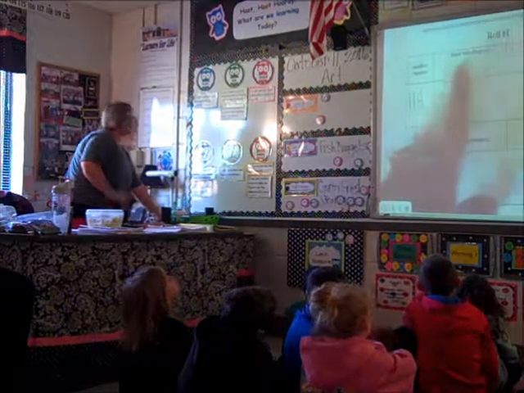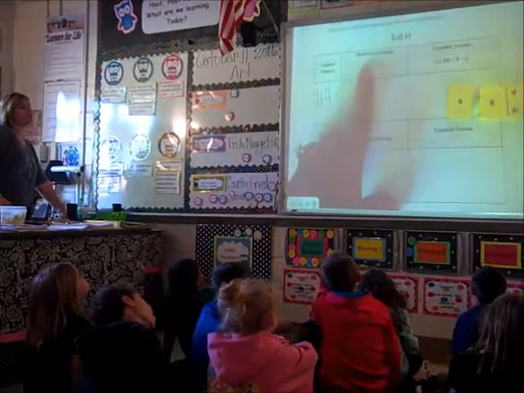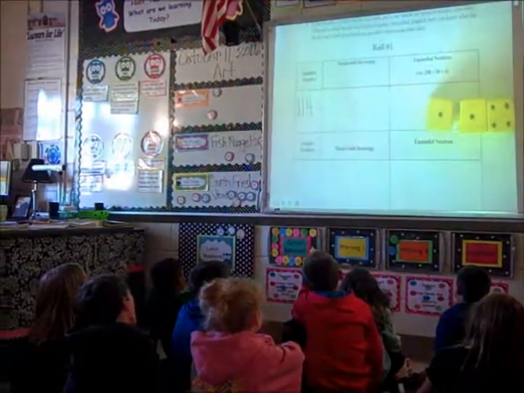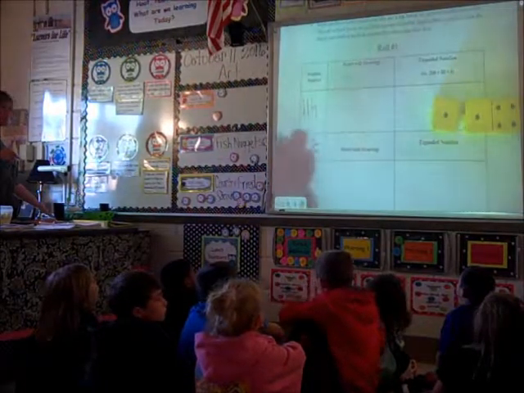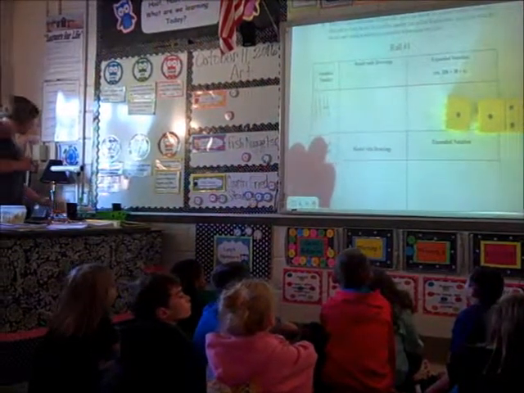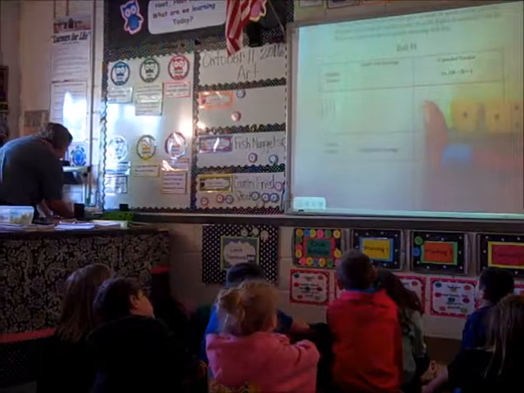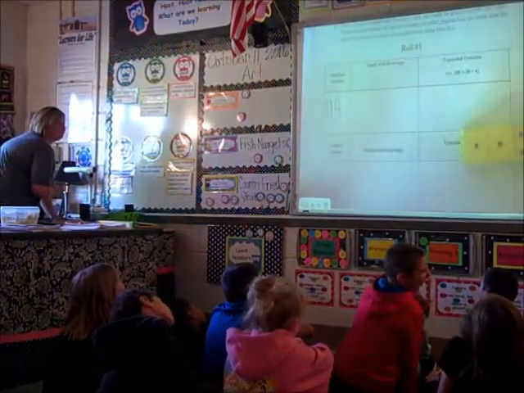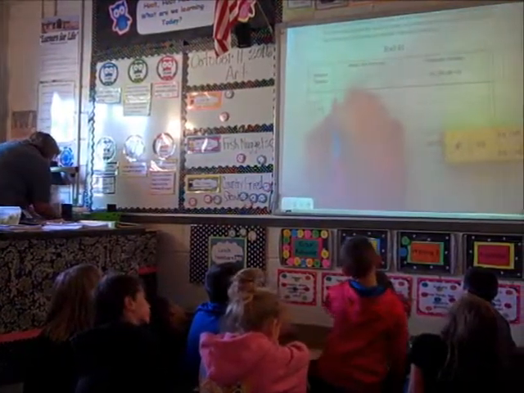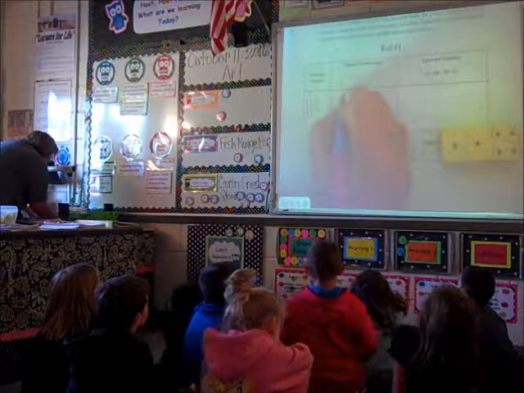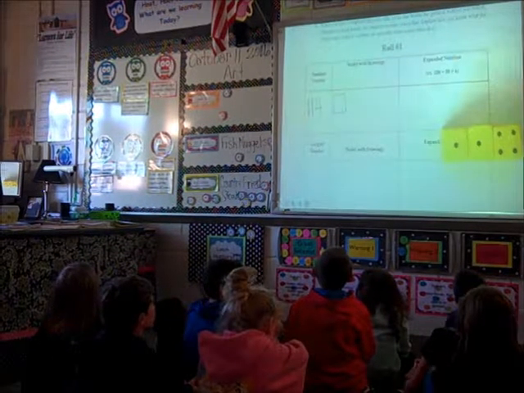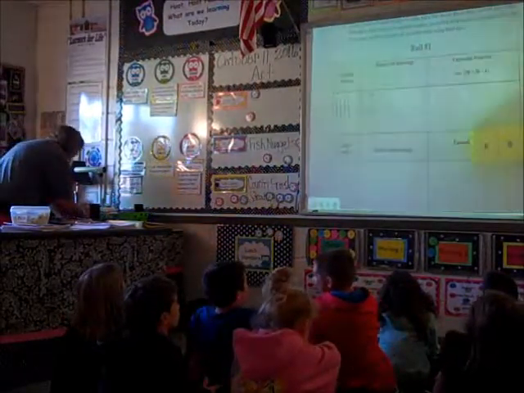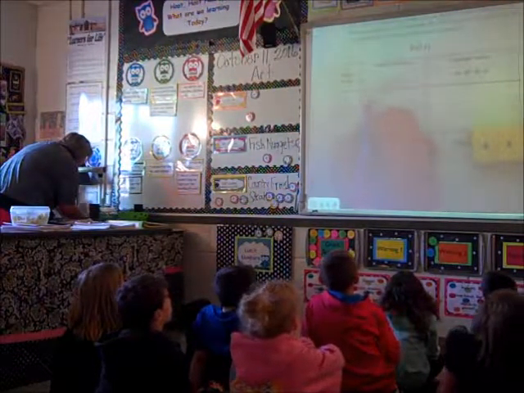Okay. Right here it says to model with drawings. We are going to model the number that we created, which is 114. So how many hundreds do I need to draw? 1. Now how many tens does it take to make 100? 10 tens. So we're going to have to put some tens in here.